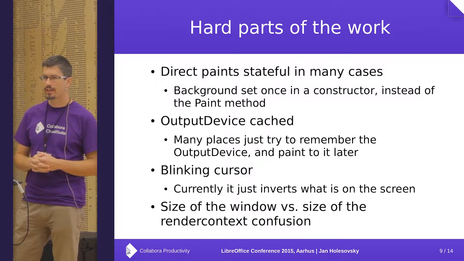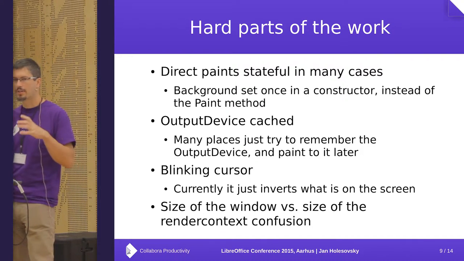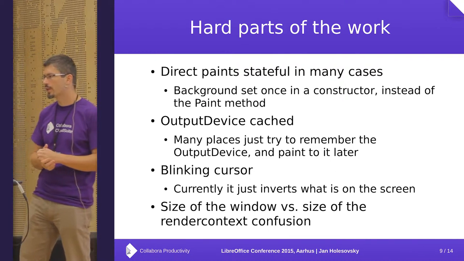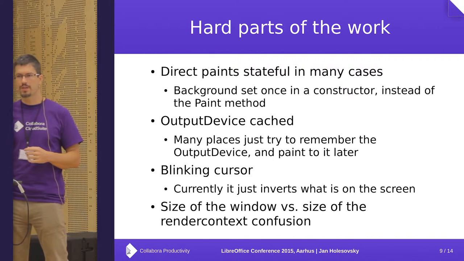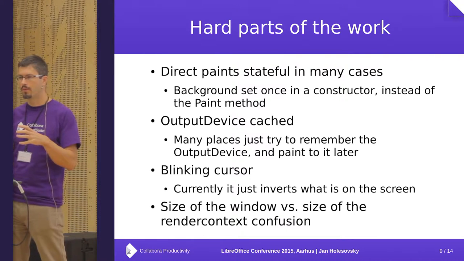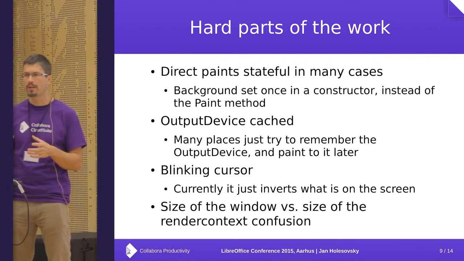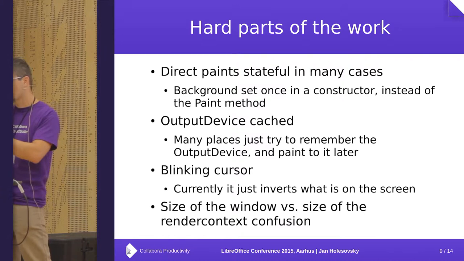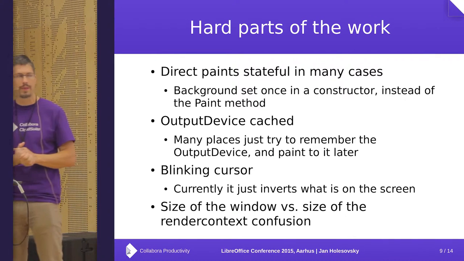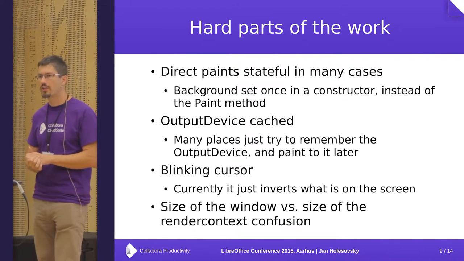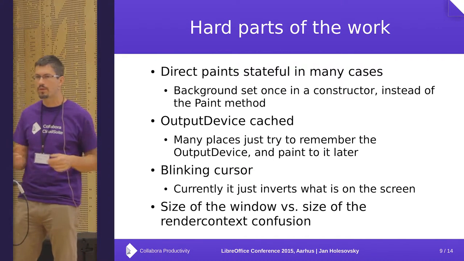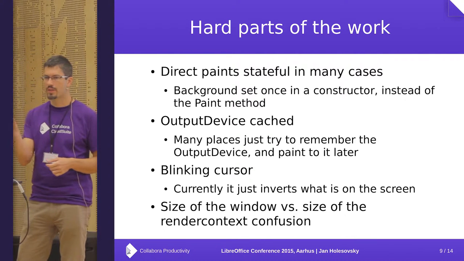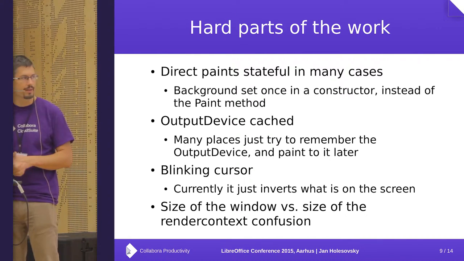And one of the challenging things was actually that the render context can have a different size compared to the window itself. So it was necessary to be careful in which parts of the paint you need the size of the target device of the render context where you are painting to, and where you are actually referencing the size of the entire window. For example, when you are counting how to place something in the middle of the screen or something like that.